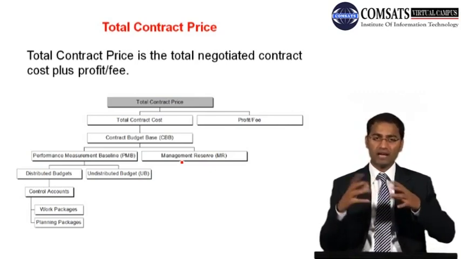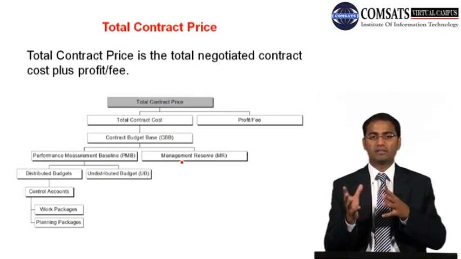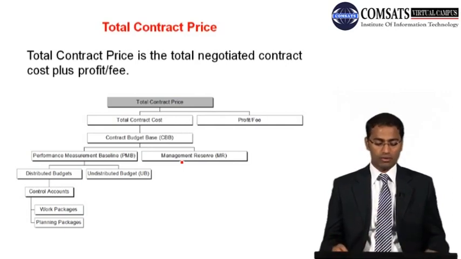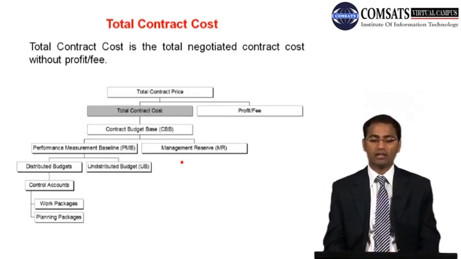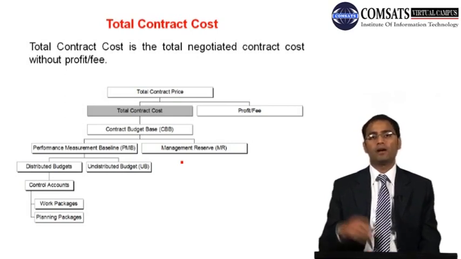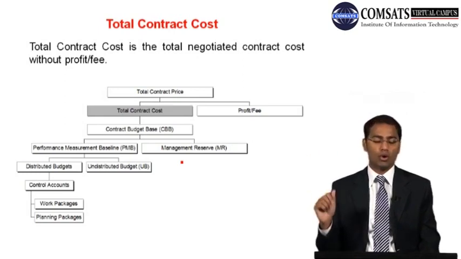So that's why people used to use cost and price interchangeably, but you should keep this difference in your purview while you are talking about project management. So then there is contract cost. It is the total negotiated contract cost without profit or fee. So if you exclude the fee out of price, then you get the cost.